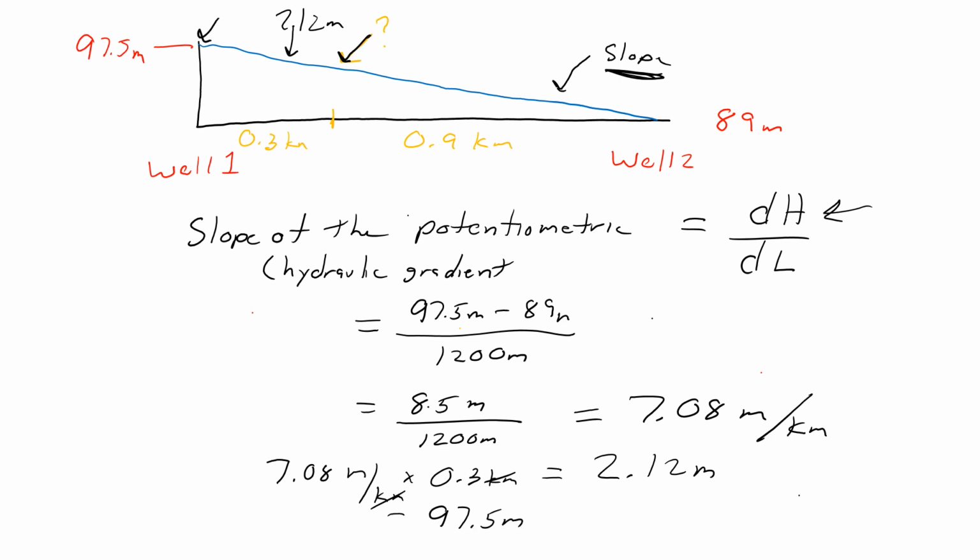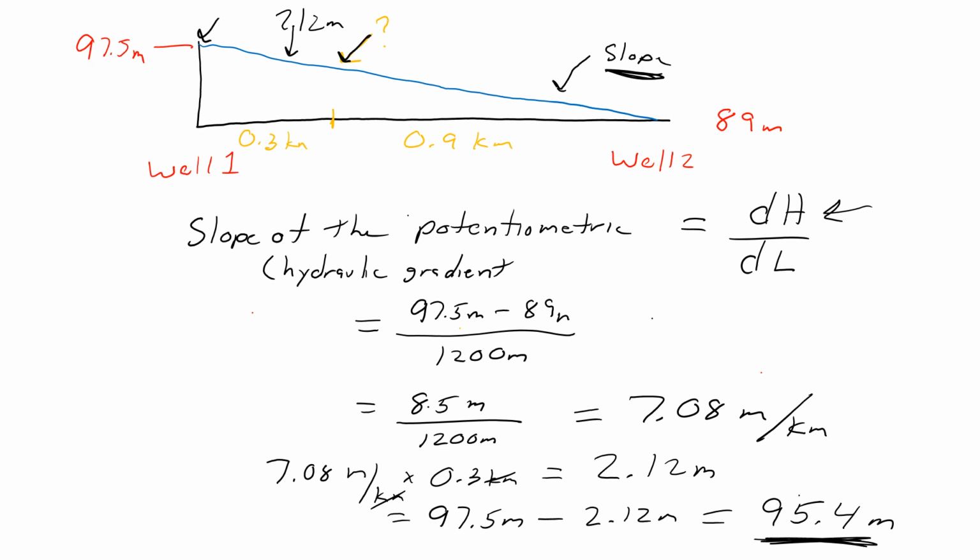Well, if we start out at 97.5 meters, and subtract 2.12 meters, we should end up with a total head value of 95.4 meters. It obviously shouldn't be higher than 97.5, shouldn't be lower than 89. The value should be between those two.